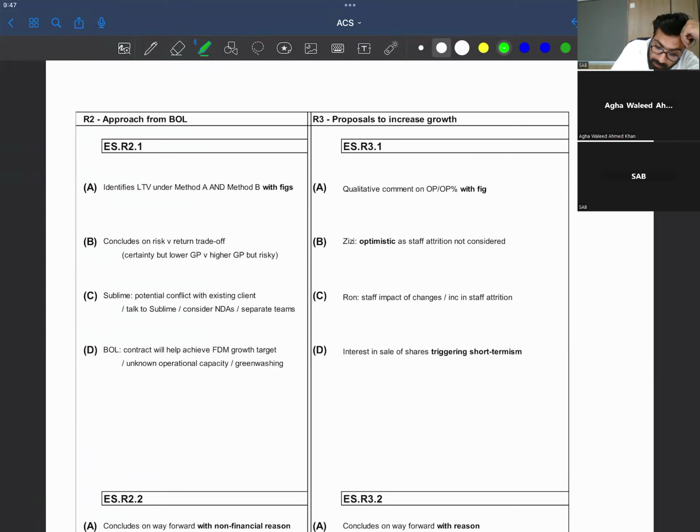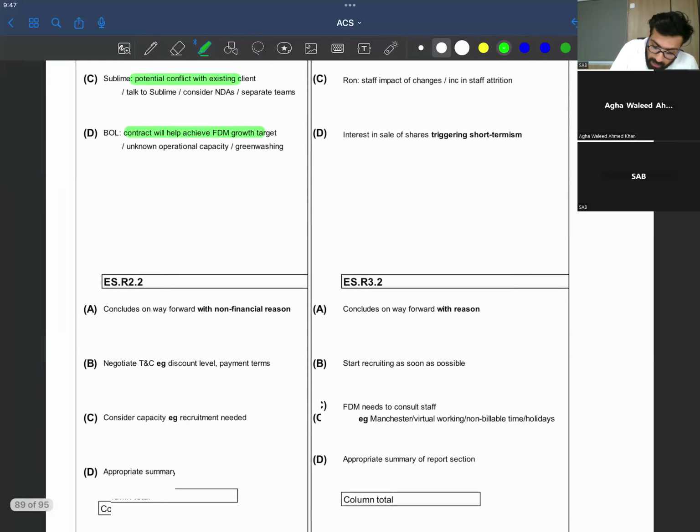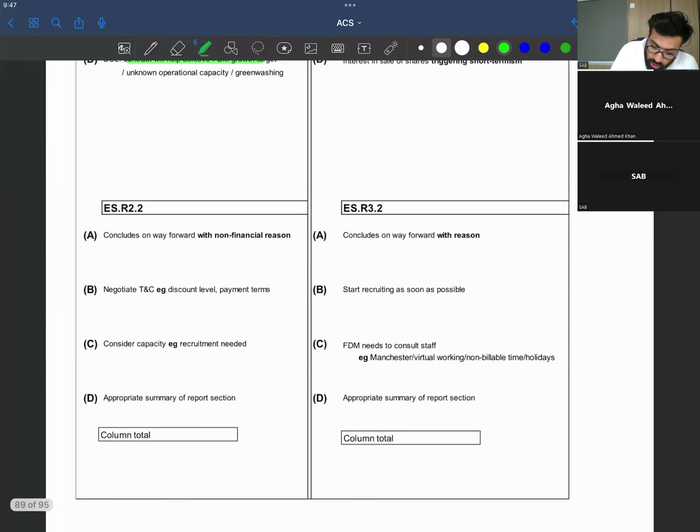You have to discuss these methods. Now again, all these factors are given in the case study and the question paper, but how would you prioritize what to discuss? Conclude on risk versus trade-off, potential conflict with the client, whether the contract will help achieve the FDM target, right? Conclude on the way forward, negotiation, consider capacity and requirement, appropriate summary.